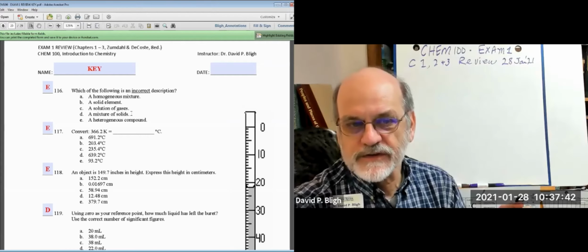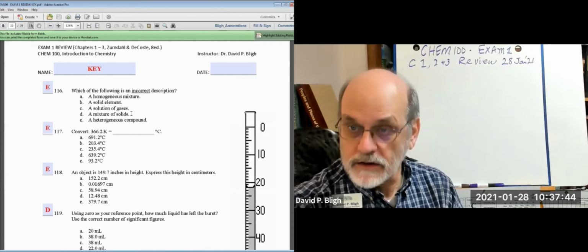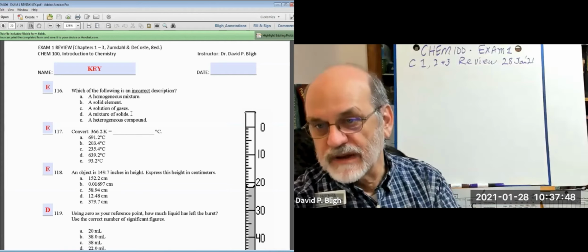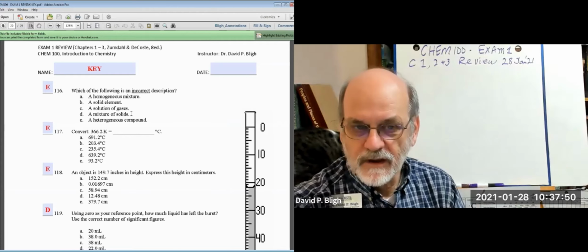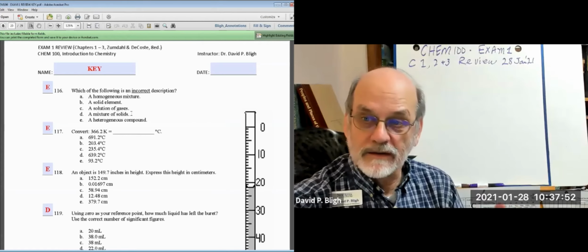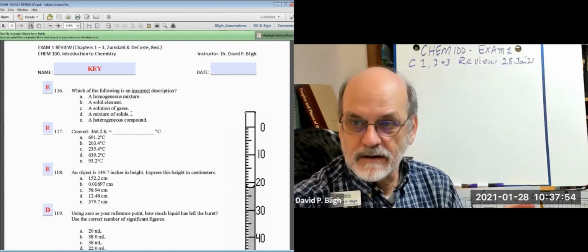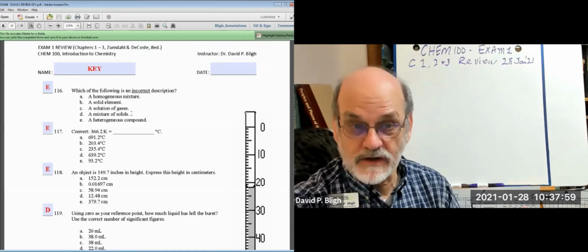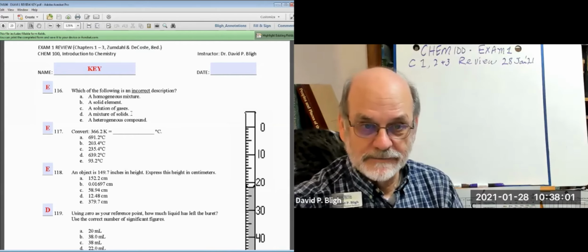A mixture of solids. Oh yeah, you can get a mixture of solids. You could have a jar of jelly beans. That's a mixture of solids. Or you could have an alloy of zinc and copper that makes brass. That's a mixture of solids. It's actually a homogeneous mixture.